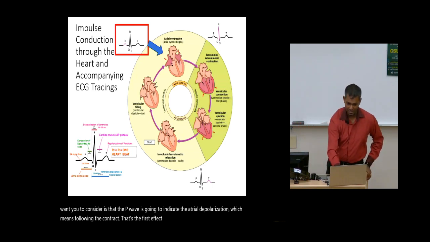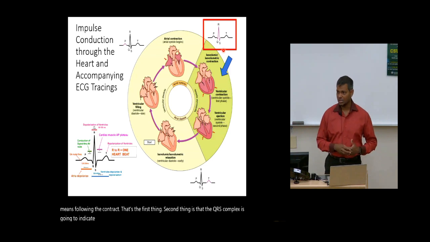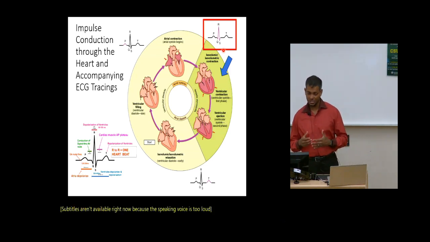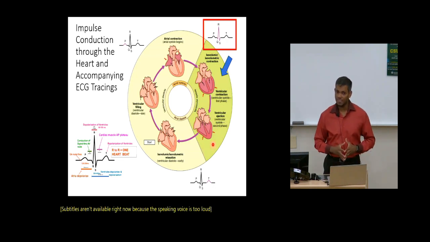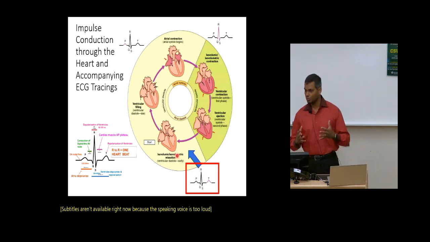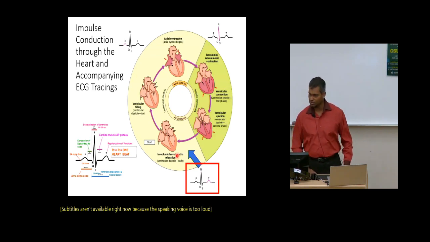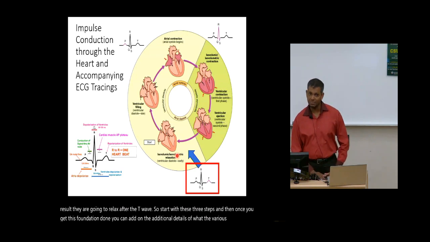Second thing is that the QRS complex is going to indicate the ventricles depolarizing, and as a result of the QRS complex, the ventricles will contract. And the third thing I want to point out is that the T wave is indicating the ventricles repolarizing, and as a result they are going to relax after the T wave. So start with these three steps, and then once you get this foundation down, you can add on the additional details of what the various segments and time intervals mean.